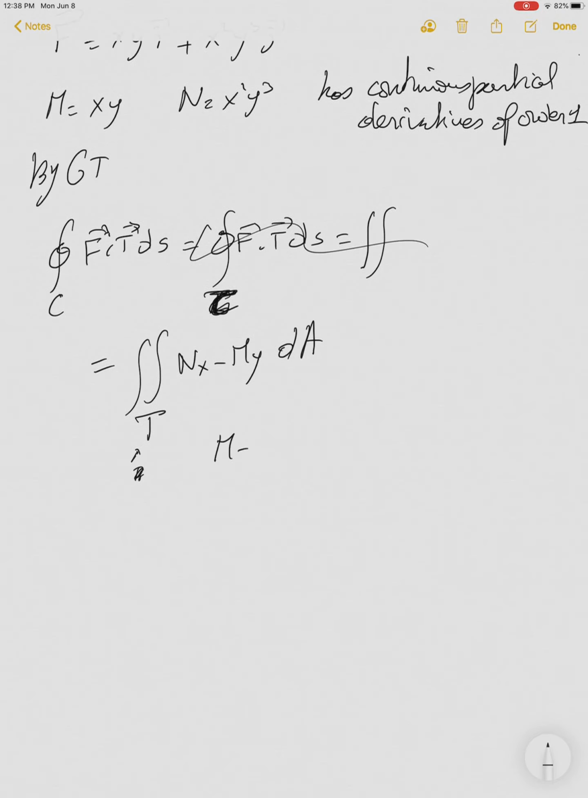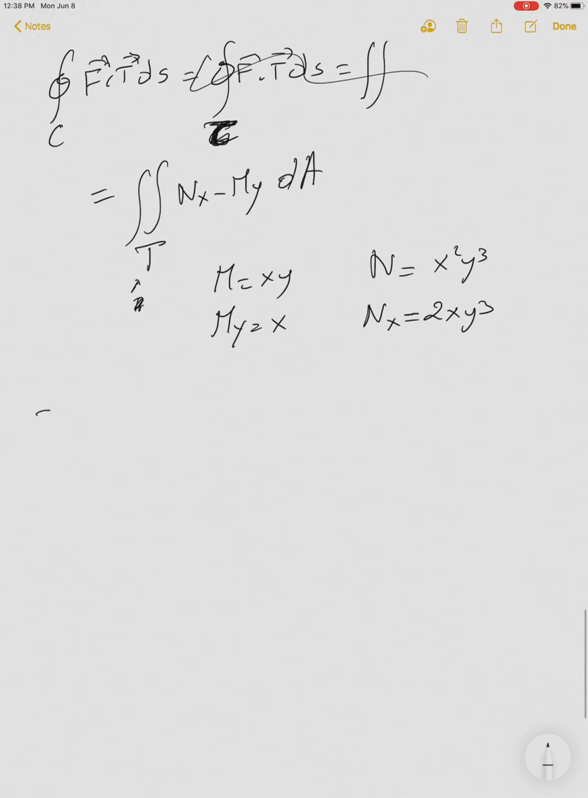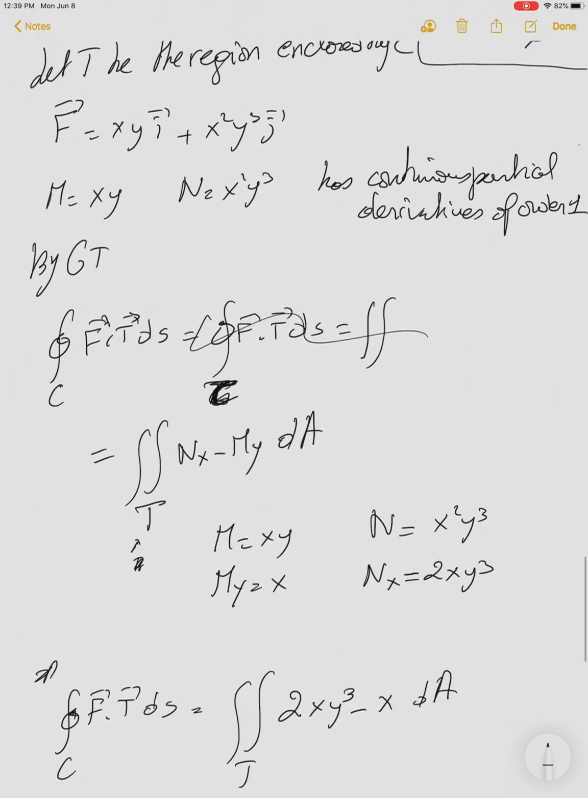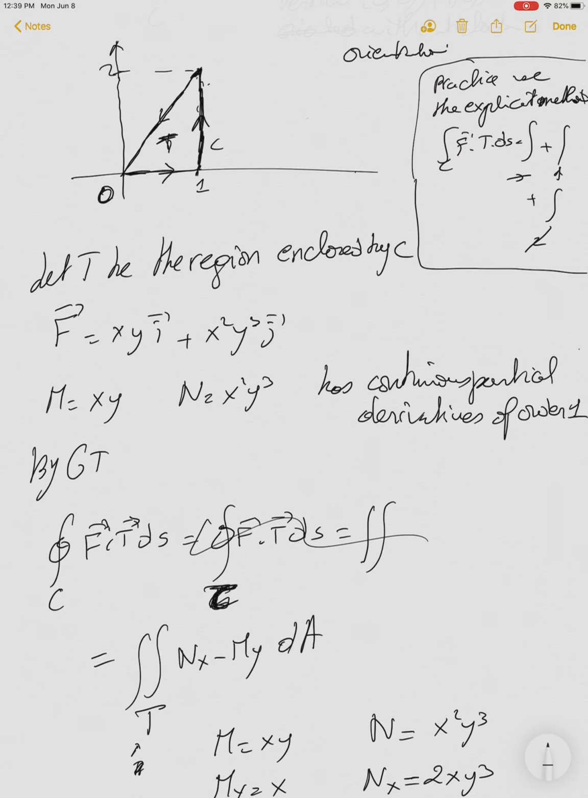Now I have M is xy, so what is M sub y? It's x. And N is x squared y cubed, so what is N sub x? It's 2xy cubed. Then this implies that the integral over C of f dot T ds is equal to the double integral over the triangle of (2xy cubed minus x) dA. But now I have to choose, do I do dy dx or dx dy? In this case both will work, so let's do dy dx.